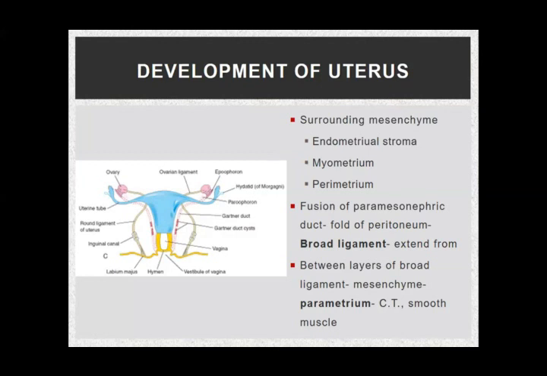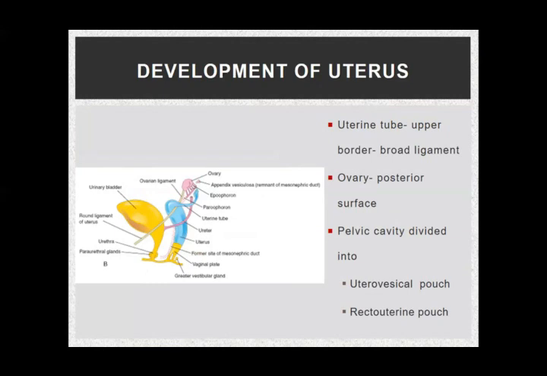Okay. So the mesenchyme in between the layers of the broad ligament develops into parametrium. And we said that the uterine tube was lying on the upper border of the broad ligament, and the ovary was attached to the posterior surface or the posterior leaf of the broad ligament. Since the broad ligament is formed by two layers of peritoneum, an anterior layer and a posterior layer, the ovary is lying along the posterior layer.